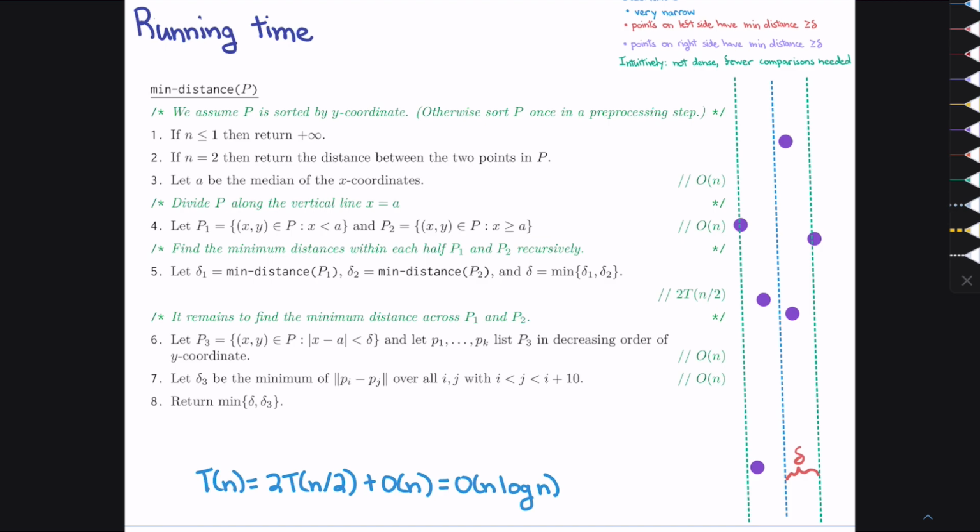That's obviously much better than comparing all pairs of points. I don't know if there's any questions, but we're roughly running out of time. Any questions?